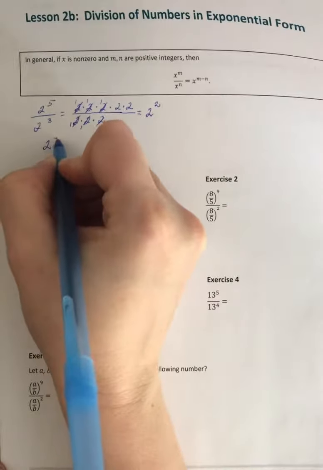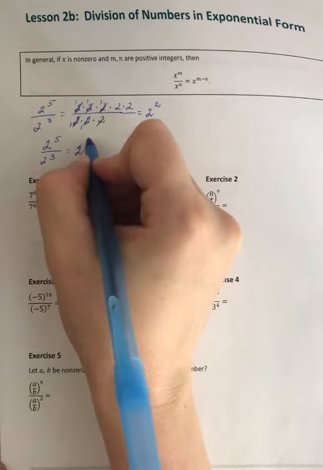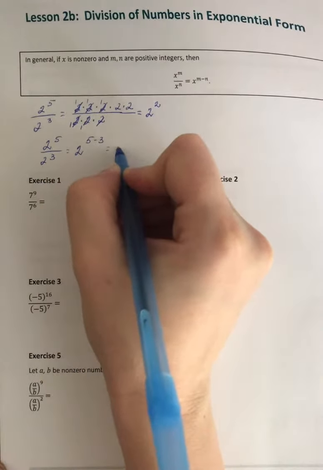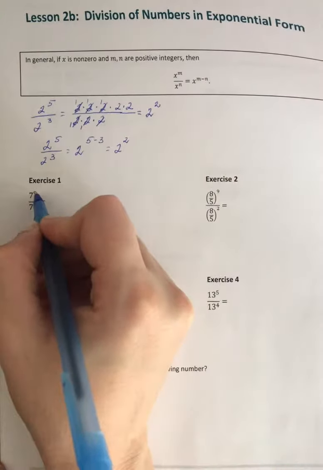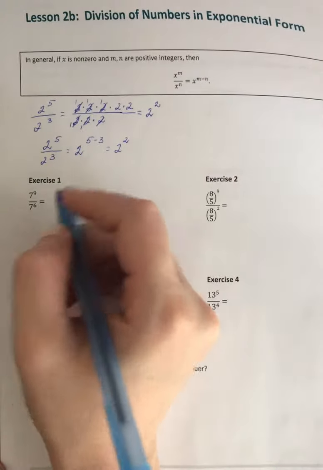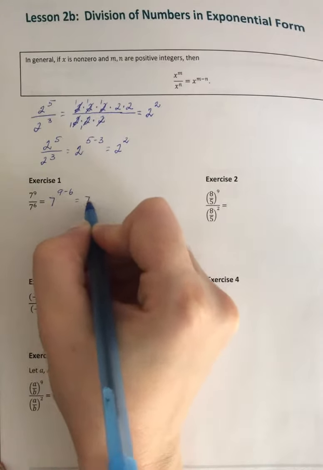I'm going to take 2 to the 5th and divide by 2 to the 3rd, and I will have 2 to the power of 5 minus 3, which is 2 to the 2nd power. That's pretty much all you need to know. When we multiply numbers with the same base and different exponents, we add the exponents. When we divide numbers with the same base and different exponents, we subtract the exponents. That's all it is. So I have 7 to the 9th divided by 7 to the 6th. That makes it 7 to the power of 9 minus 6, which is 7 to the 3rd power.